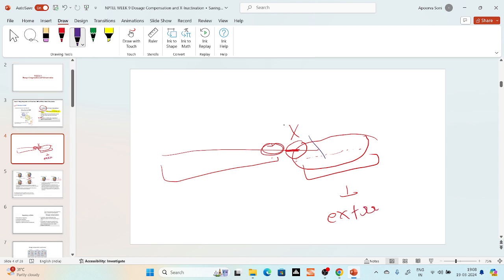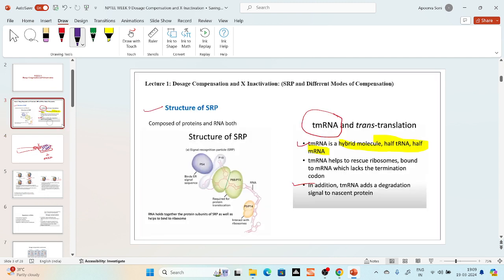Why does this have to be degraded? Because this is not the original protein sequence. The original protein sequence lies only up till here. So that is what is written over here, that it not only helps in removing the ribosome from the mRNA, it also adds a degradation signal, so that whatever extra or unwanted sequence has been synthesized is removed. So let's see how it happens.